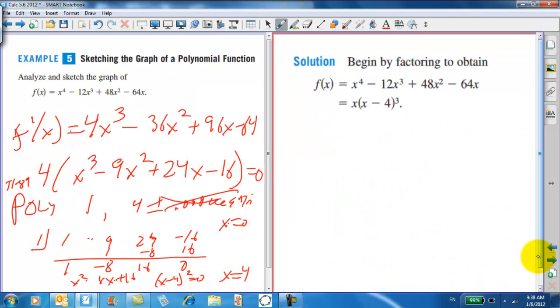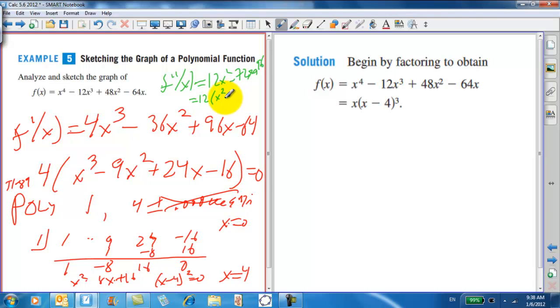Now let's also investigate the second derivative. And the second derivative, just branching off of this one, is 12x squared minus 72x plus 96. Okay, and I believe that when you can factor out a 12, we're left with x squared minus 6x, and 96 divided by 12 is 8. Plus 8, and that factors nicely into x minus 2 times x minus 4. So then we get 2 as another number we want to look at.